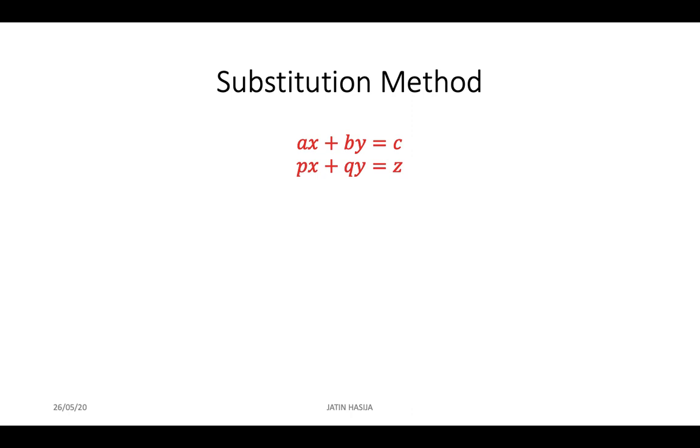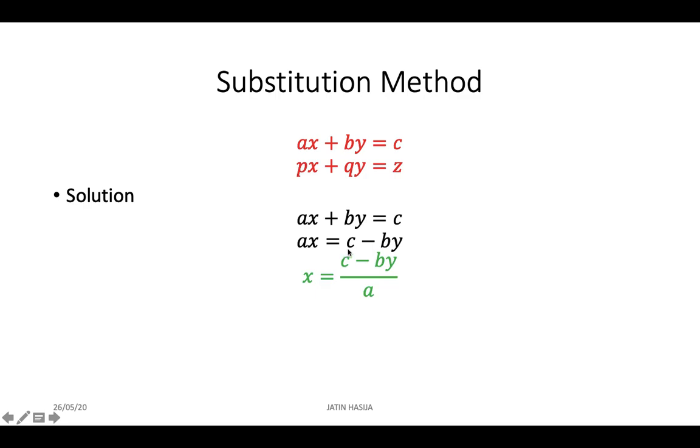Now let us find the value of x from the first equation. This is my first equation, ax plus by is c. Because I need to find the value of x, all the terms other than x will go to the right hand side, like ax is equal to c minus by. What I have done is taken the plus by to the other side so that I get c minus by. From this I get the value of x as c minus by upon a.